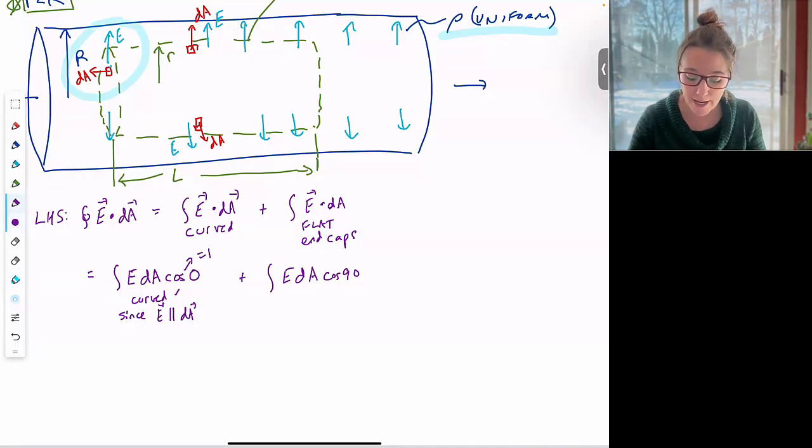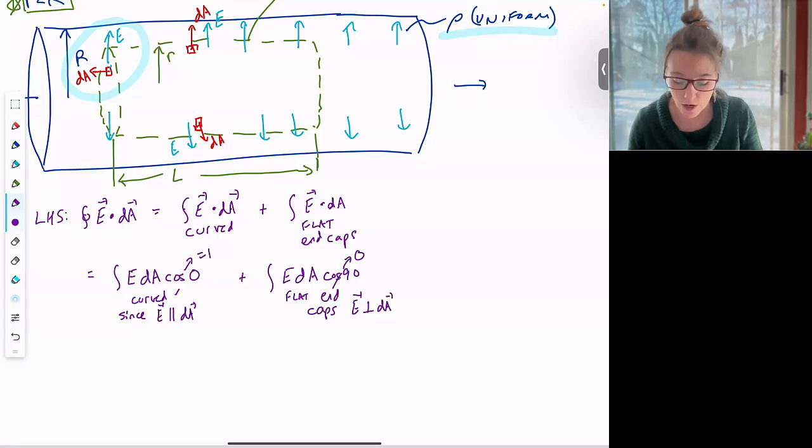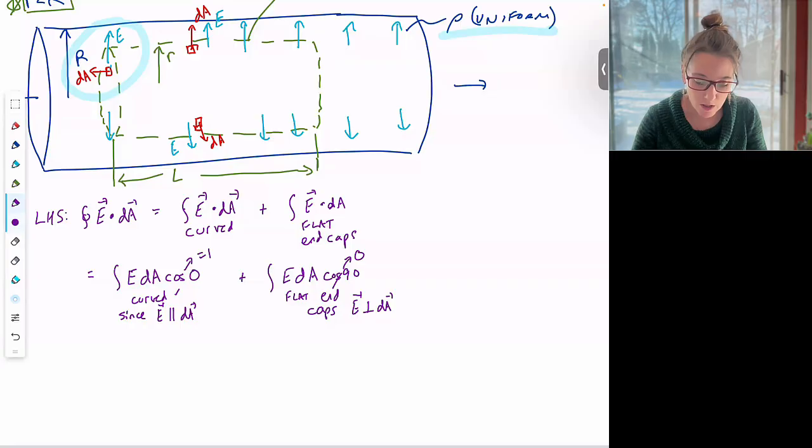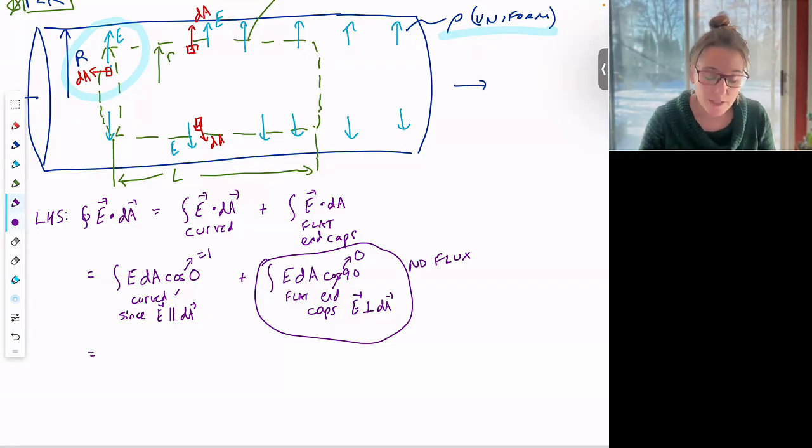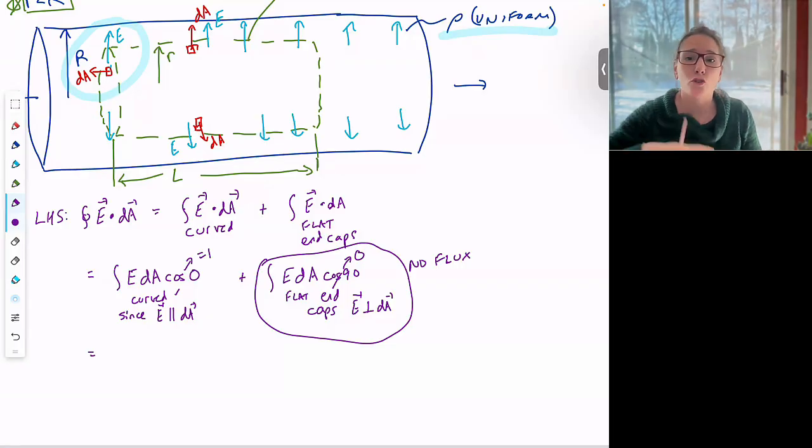And so the flat end caps are going to have the electric field perpendicular to dA, so that's where the cosine of 90 comes in. So that makes this entire term turn to 0. So this second term has no flux through the end caps. Okay, so then, as I said, now we're only worrying about the curved portion because there's no flux through those end caps.